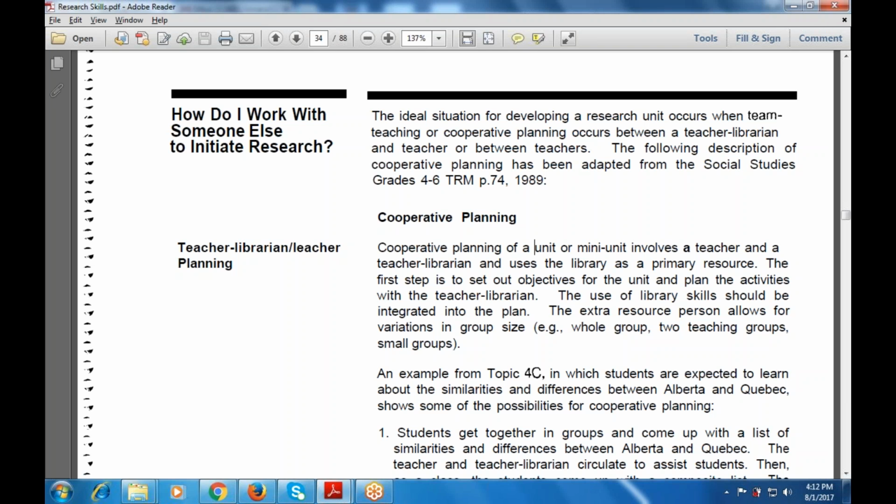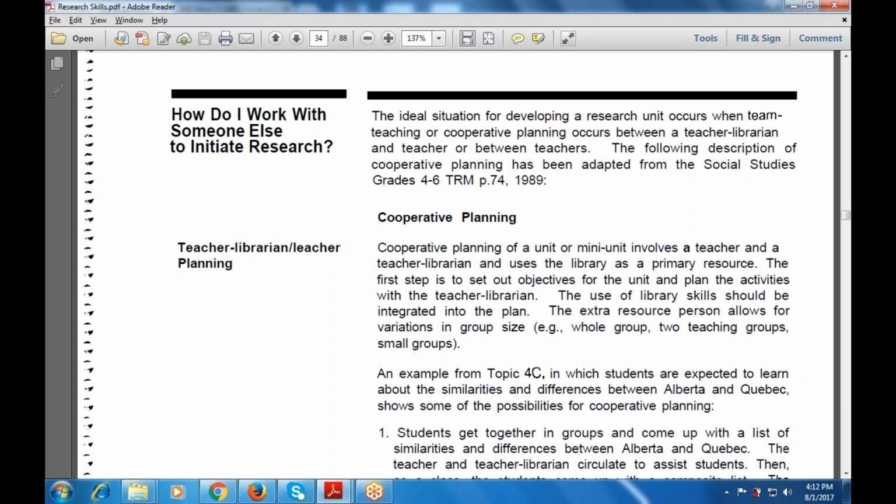The use of library skills should be integrated into the plan. And the extra resource person allows for variations in group size, for example, whole group, two teaching groups, or small group. That depends on the group size. A whole group means a numerous number of people.